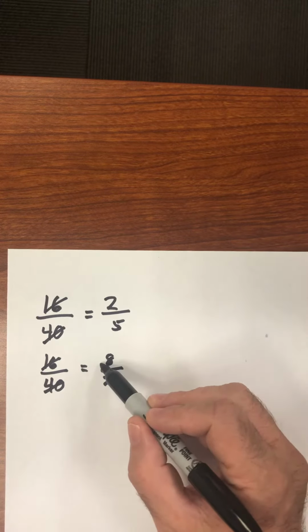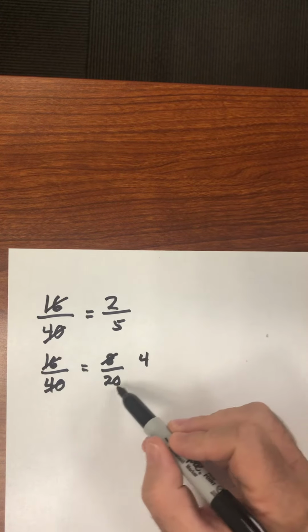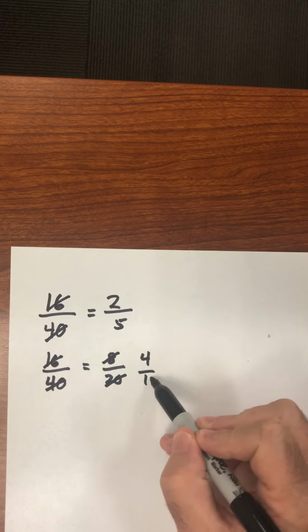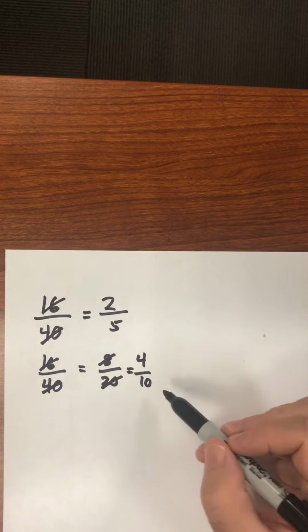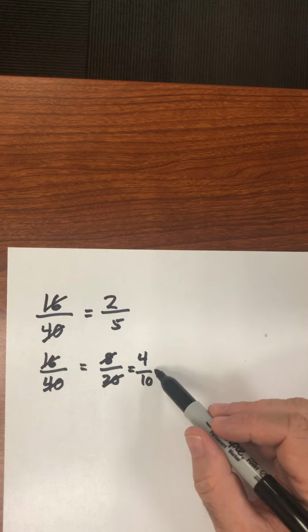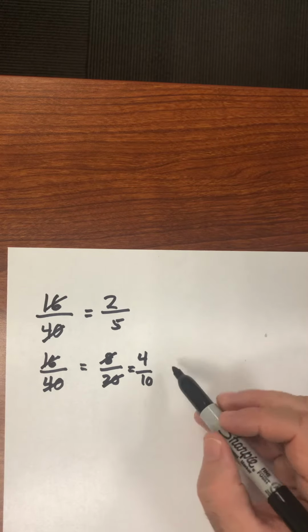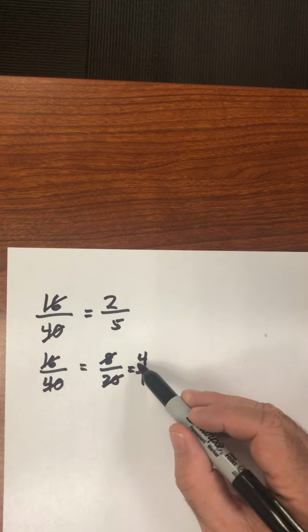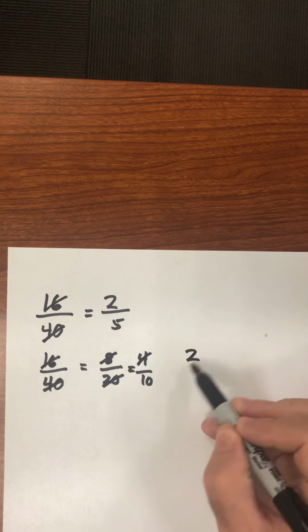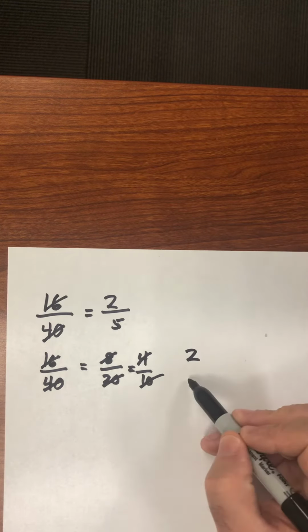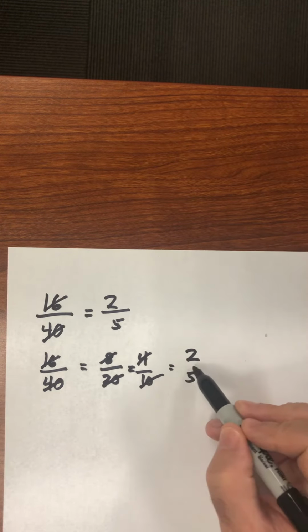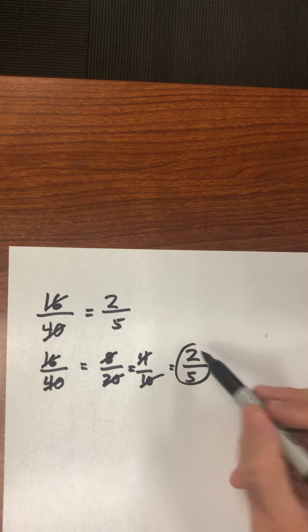So if I divide 8 by 2, I get 4. If I divide 20 by 2, I get 10. And this is another example of a fraction that's not all the way simplified because 4 and 10 have common factors. So I'm going to divide 4 by 2 and I get 2. And I'm going to divide 10 by 2 and I get 5. So I get 2/5 either way.